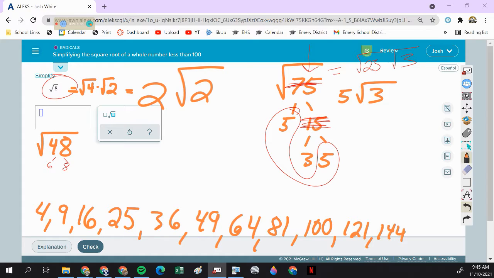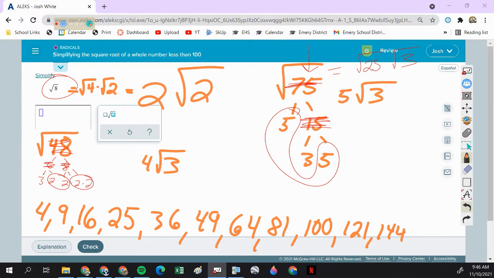6 and 8, 3 and 2, and 8 is just 2 times 2 times 2. You could do 4 and 2. Do I have any pairs? So here are a set of 2s and here are a set of 2s. So what do I bring out? 2 times 2, which is 4. And what's left? A 3.